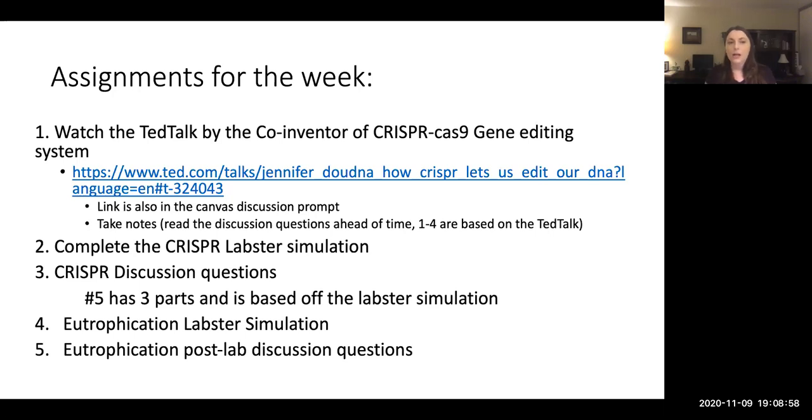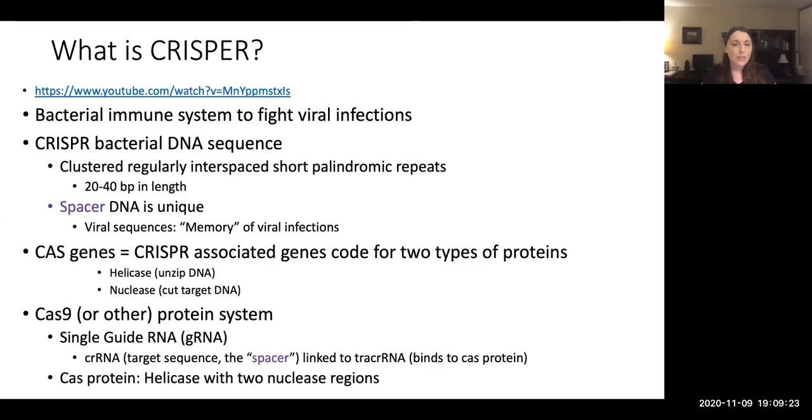I imagine that the CRISPR-Cas9 gene editing system, along with the TGF beta and EMT scenario, is probably the most complex of all the labs we'll be doing. So I want to make sure that you really understand it. Okay, so what is CRISPR? And this E should not be there. CRISPR does not have the letter E.